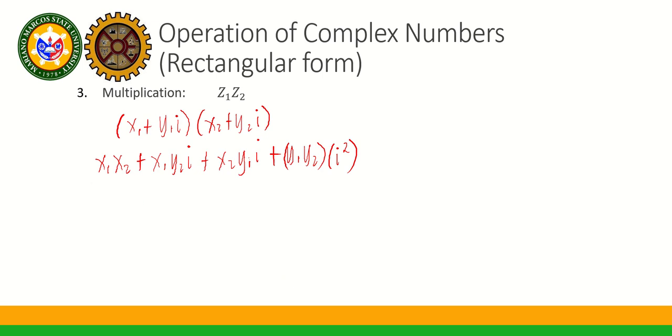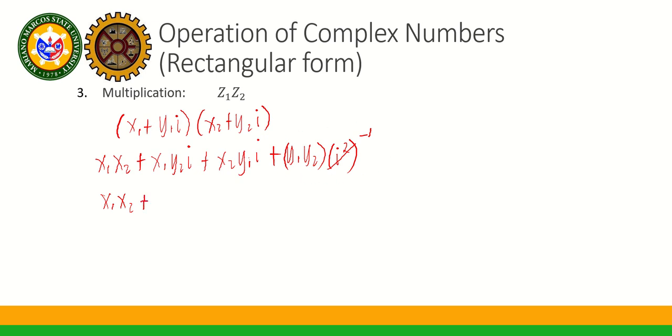Okay. So from here, we can simplify. This will be equal to x sub 1 times x sub 2 plus x sub 1 y sub 2. Wait lang. Ito muna yung unahin natin. Unahin natin yung mga real part. Why did I say na real part to? Kasi i squared, as we solved kanina, this is equal to negative 1. Tama? So, magiging real na yung part na to.